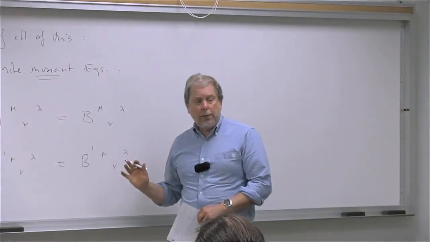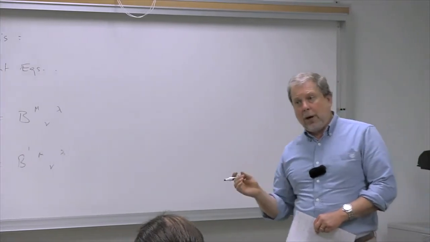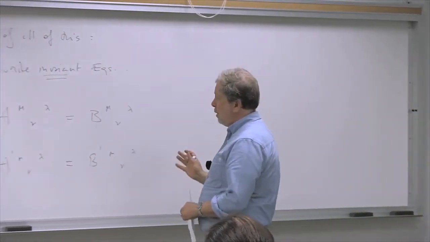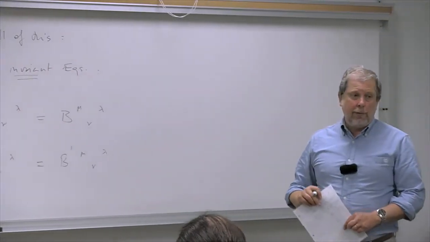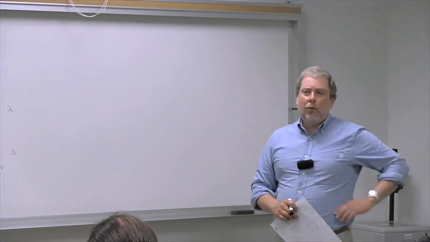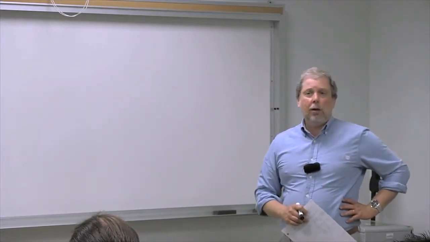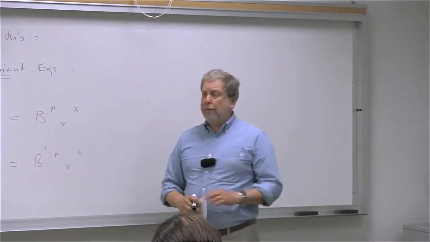They will transform the same way. They will have the same factors of dx by dx prime or dx prime by dx, depending on whether the index is upstairs or downstairs, on both sides of the equation. So the equation will be form invariant. So that is one of the fundamental reasons why we want to use tensors, because they have transformation laws that are such that they can preserve equations.